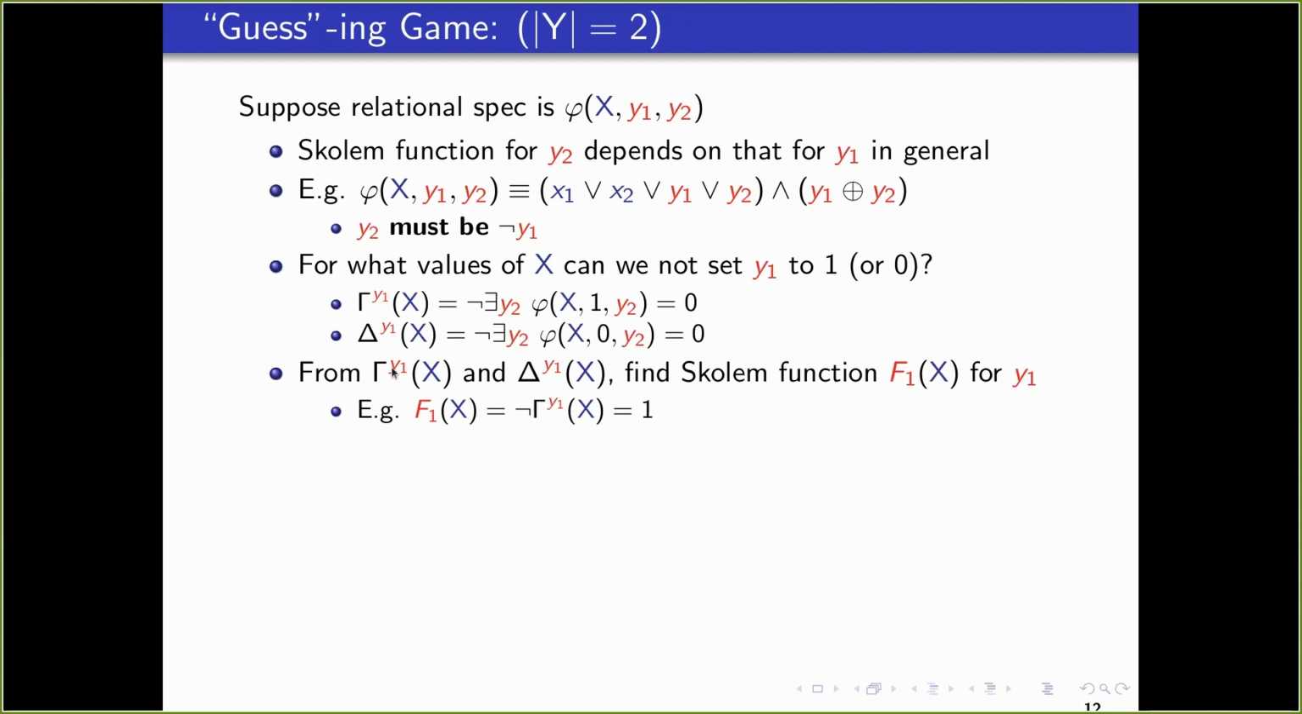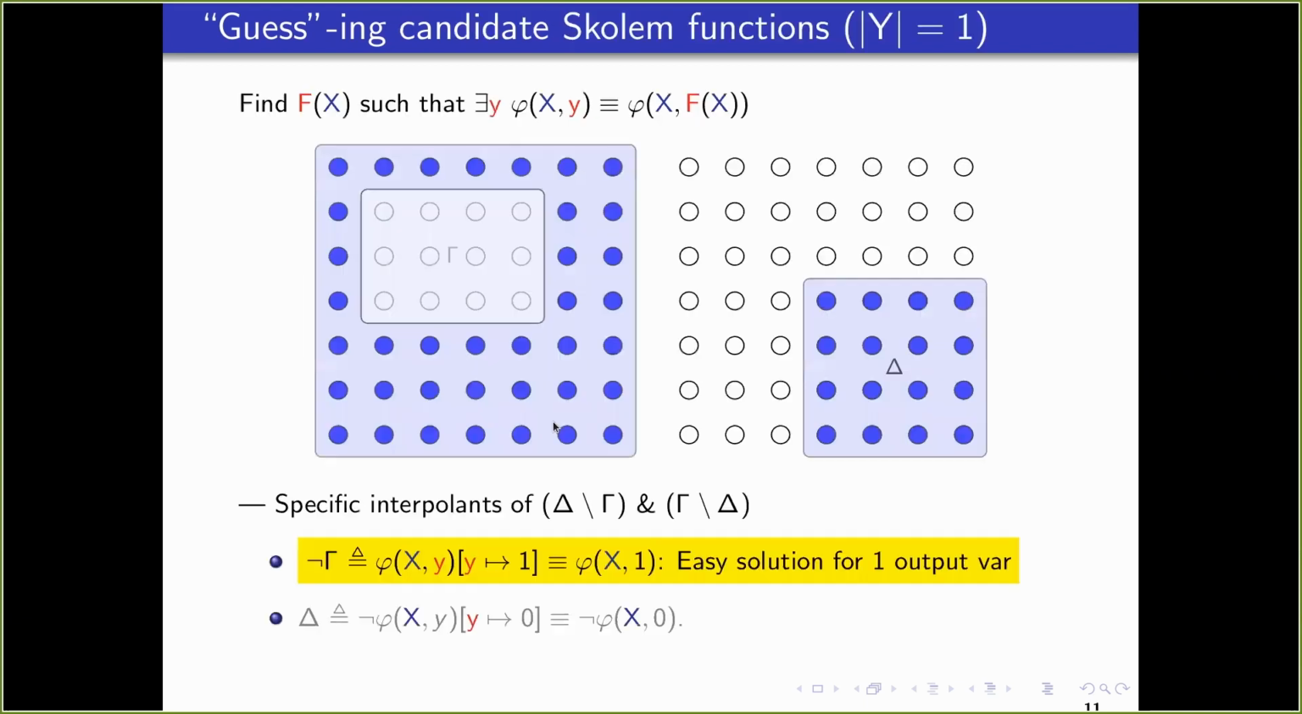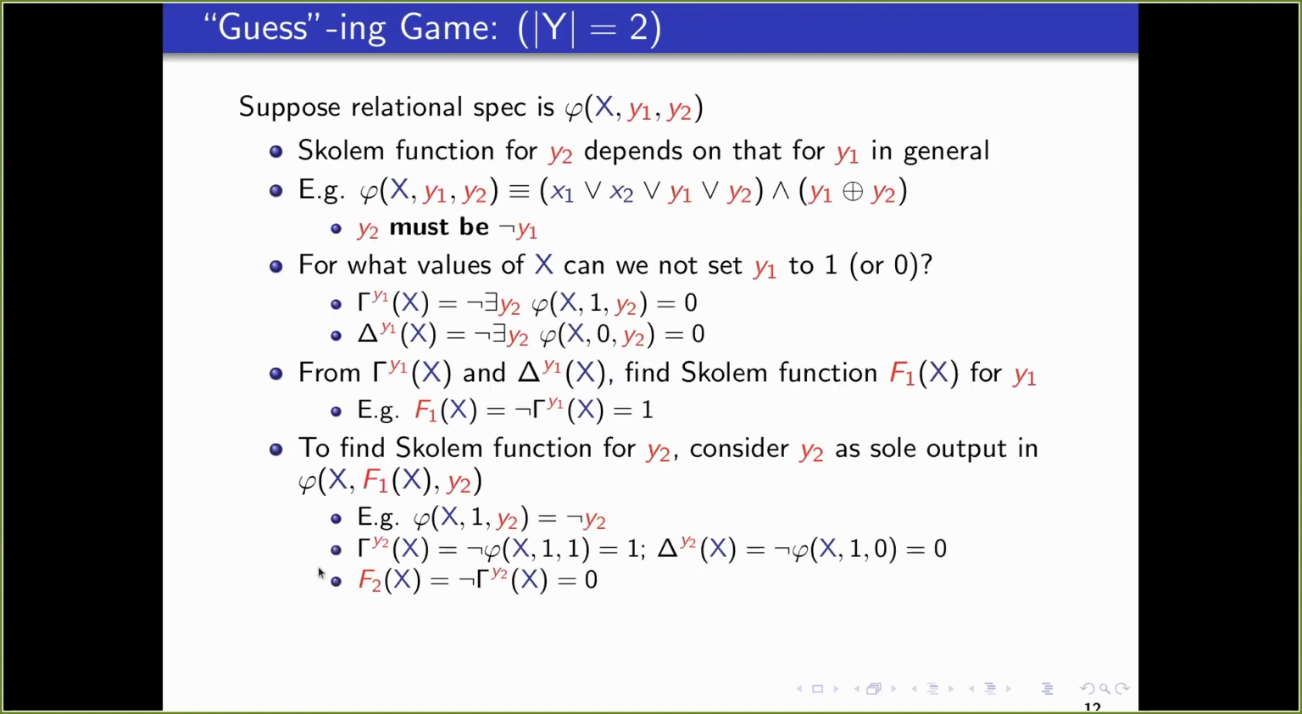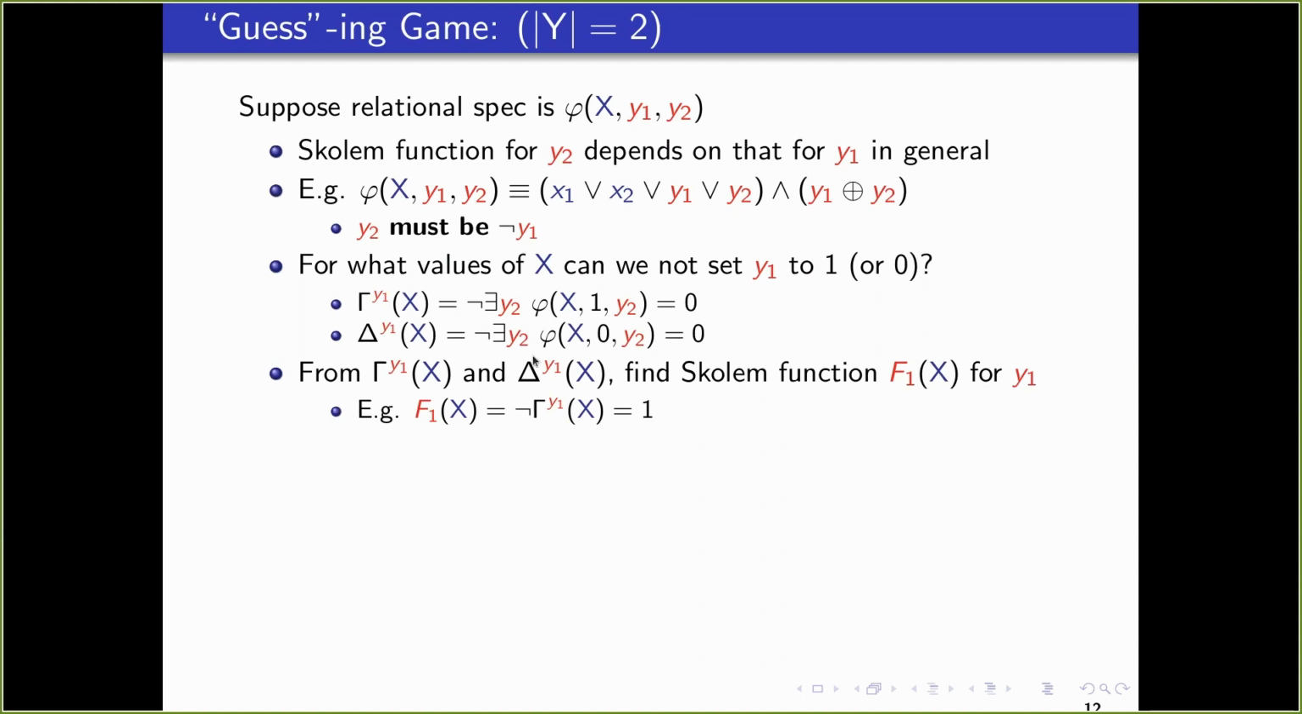Okay. And now if I'm able to do this, from these two I can again find the Skolem function for y1, just like what I did earlier. Any interpolant between them, in particular this interpolant, should work. Remember, our interpolant was negation gamma. So I'm just using that same strategy here. And now that I have found a Skolem function for y1, having quantified out the y2s, the Skolem function for y1 is indeed in terms of just x.